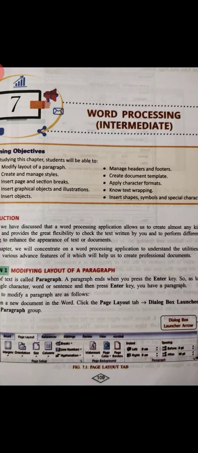Then the dialog box contains two tabs: Indents and Spacing, and Line and Page Breaks. You have to click the Indents and Spacing tab. In this tab, we can set alignment, line spacing, and indentation. These things are used for modifying a paragraph.